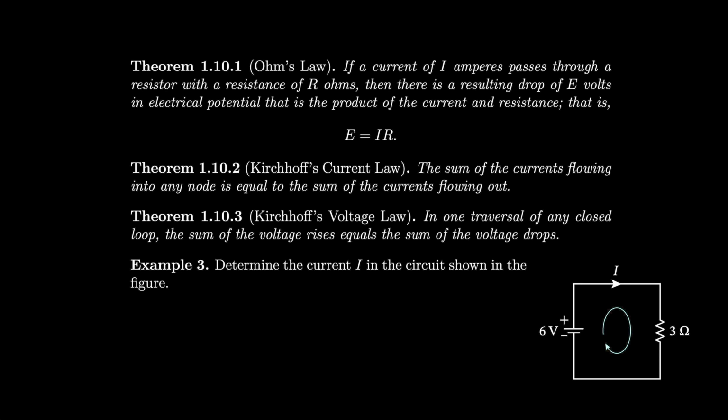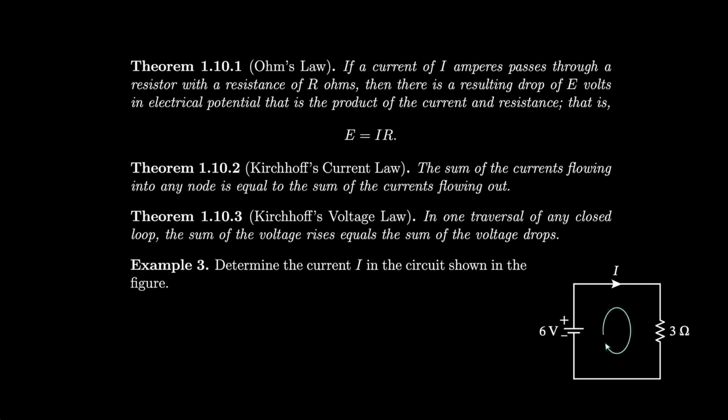If a current of I amperes passes through a resistor with a resistance of R ohms, then there is a resulting drop of E volts in electrical potential that is the product of the current and resistance. That is, E equals I times R. Kirchhoff's current law states that the sum of the currents flowing into any node is equal to the sum of the currents flowing out. Kind of similar to the way we are applying the problems from before. Kirchhoff's voltage law states that in one traversal of any closed loop, the sum of the voltage rises equals the sum of the voltage drops.